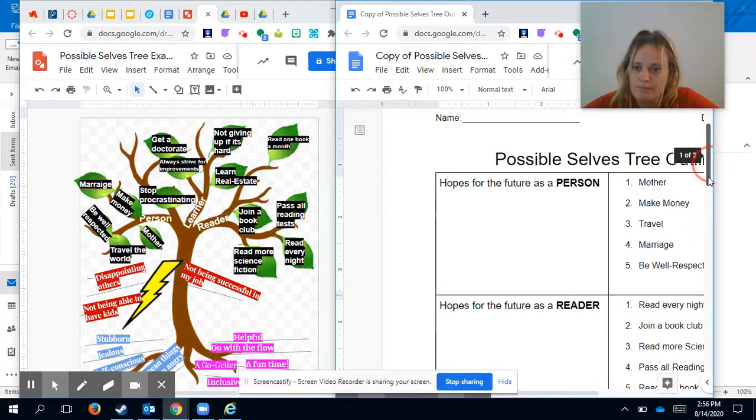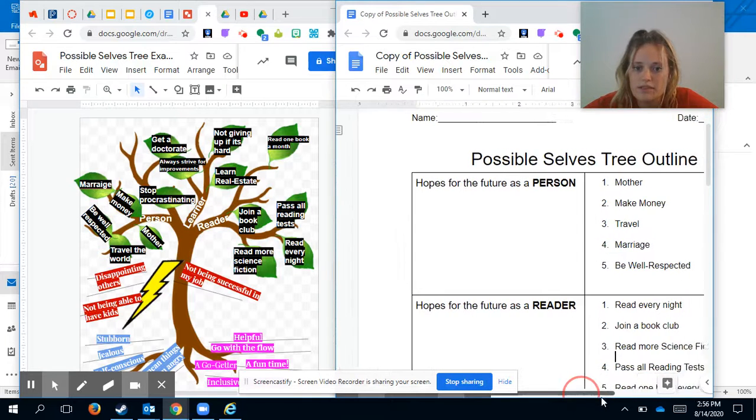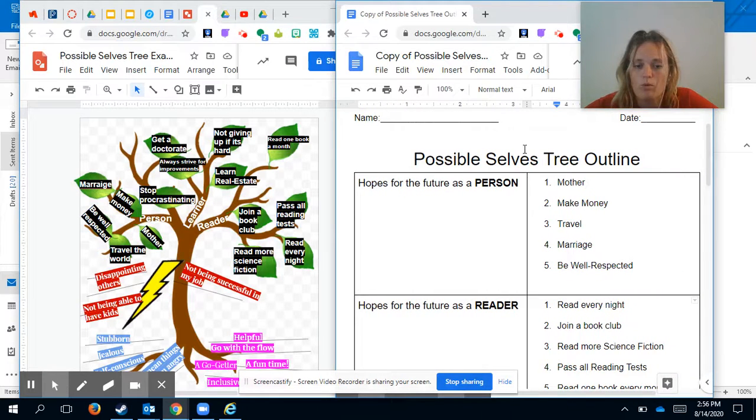On each limb, you are going to put what you wrote for your hopes for the future as a person. So for example, I wrote that I want to be a mother, I want to make money, I would like to travel, I would like to get married, and then I would like to be well respected. So as you can see, the branch that says person, I put all of those leaves under the person branch. You see?